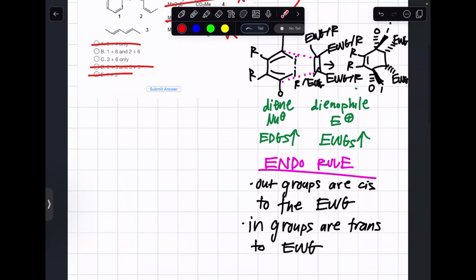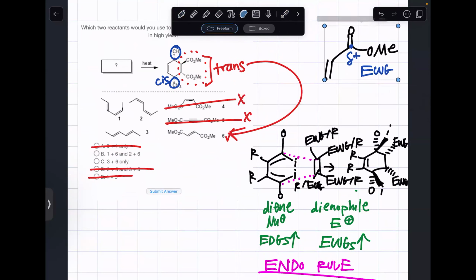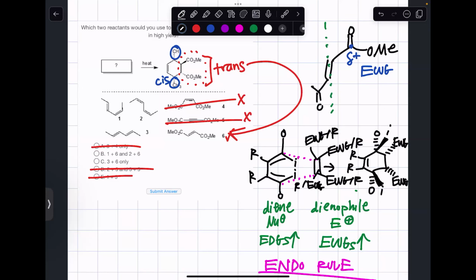So based on this stereochemistry here, what do you notice about these two groups here? They're cis to each other, right? But those EWGs are trans though. Those EWGs are trans, which means the dienophile would have to look something like this. One of the EWGs is going to be on this side. If we make a dashed line through this double bond right here, the other EWG would have to be on the other side like that. The other CO2Me has to be on this side right here. Right, that's what makes it trans.